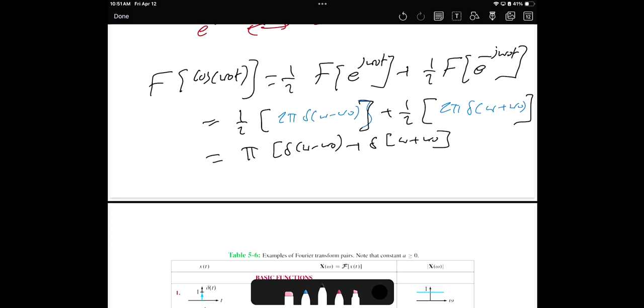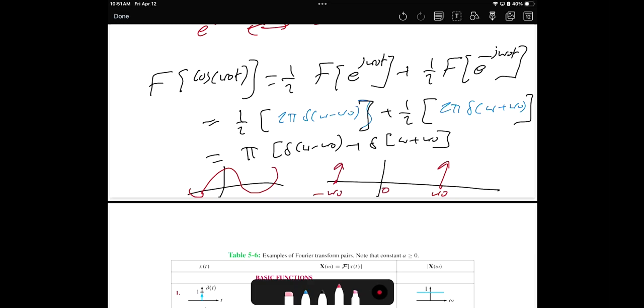So in summary, here is the cosine. The cosine will be converted from time domain to frequency domain to look like this: here is an impulse at omega naught, negative omega naught, here is 0, each with strength pi delta of omega minus omega naught. So you will use this a lot in the communications systems course.